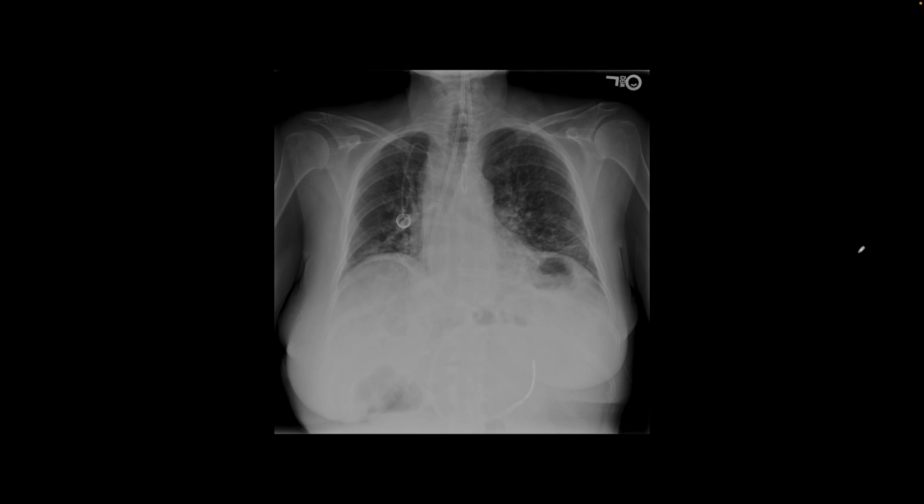Here's our next patient. We're looking at a single image, a plain film of the chest, and they've placed a Dobhoff tube, and as we trace the Dobhoff tube from the distal to the proximal part, we find that it loops in the esophagus. And so when you see something like this, let them know that this needs to be removed and another tube needs to be placed.